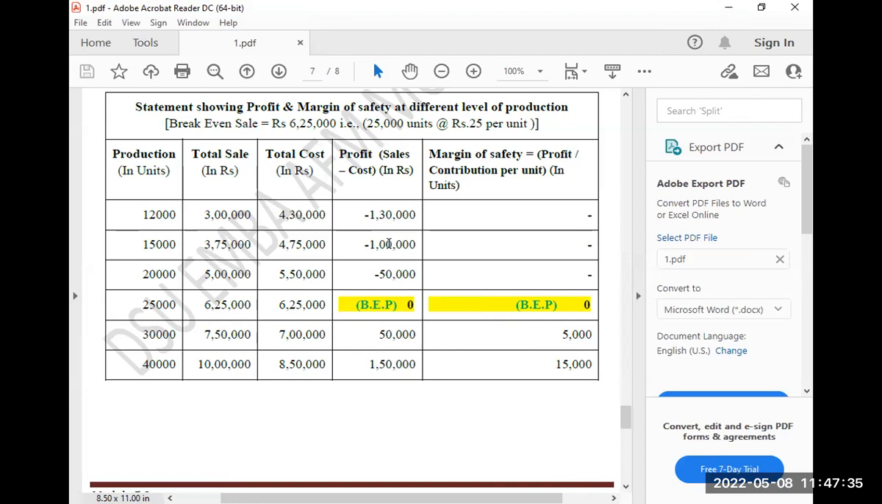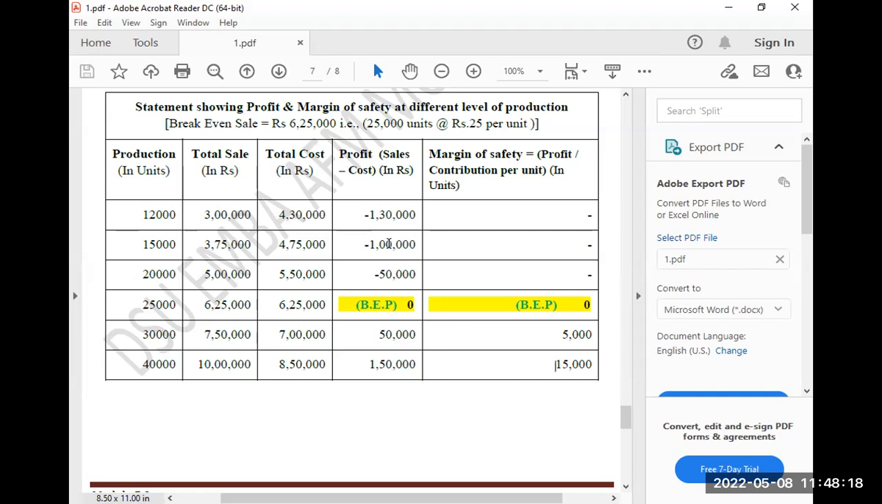Margin of safety starts only when you reach the break-even point. After that, margin of safety starts. Okay. How has this 5,000 come? 30,000 units minus 25,000 units. 30,000 is the actual production, actual sales, minus break-even sales. Break-even sales how much? 25,000. So you write margin of safety dash, dash, dash. Last but one is margin of safety of 5,000 units.